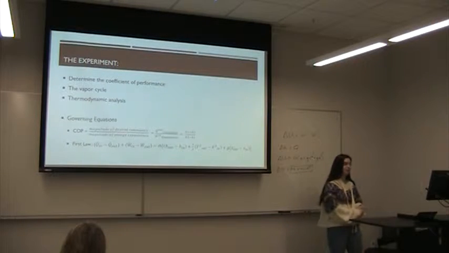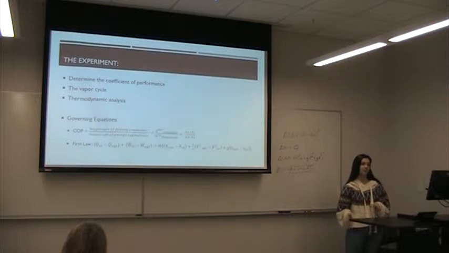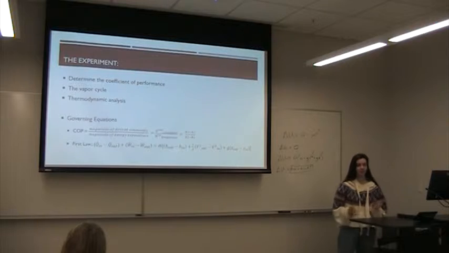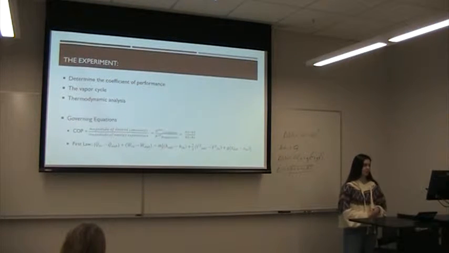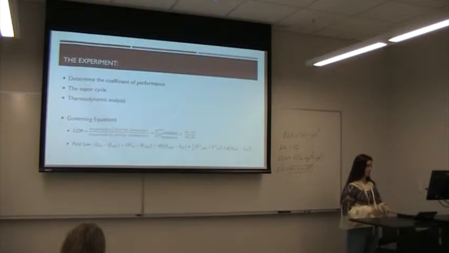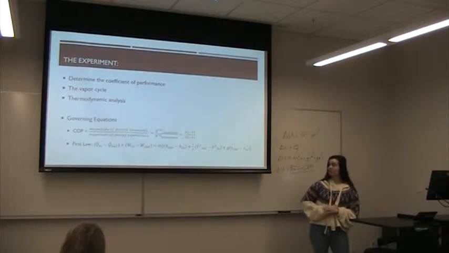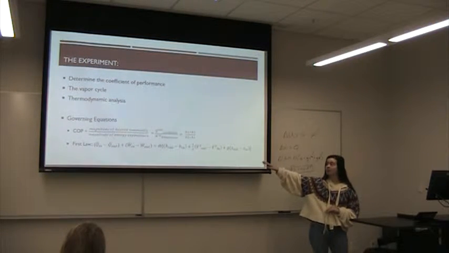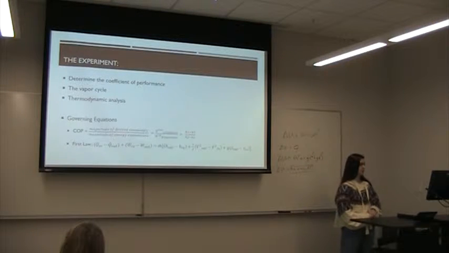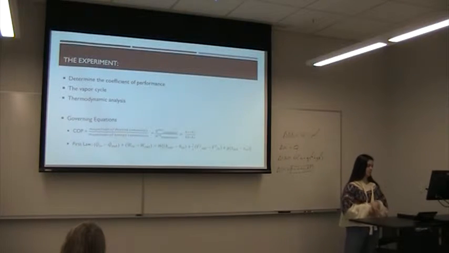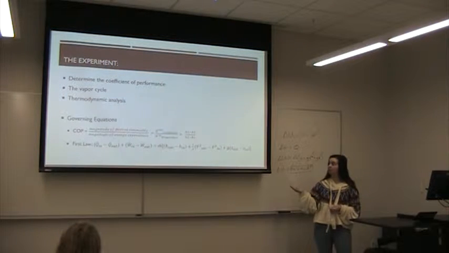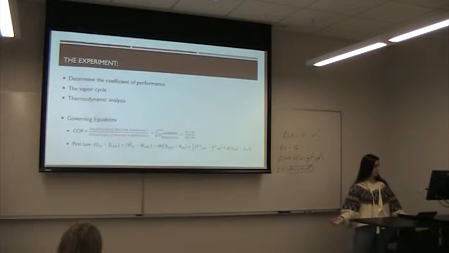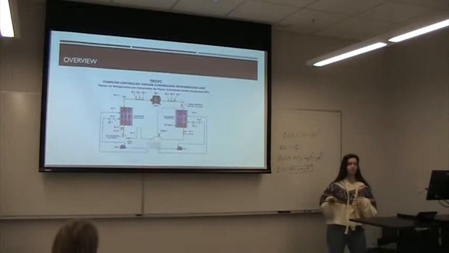Today we're going to go through a little overview of what we did, the data we got, a comparison between that and the ideal cycle, and understanding the different parts of the cycle. In our governing equations for the coefficient of performance, we have Q out of the condenser over the W in of the compressor, and we also have the first law of thermodynamics.